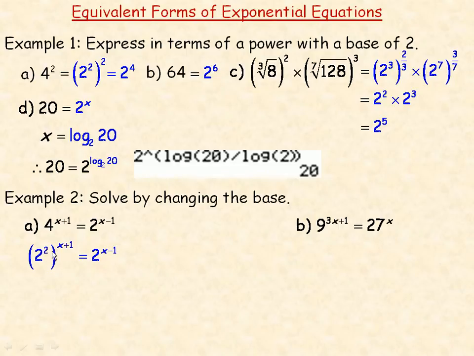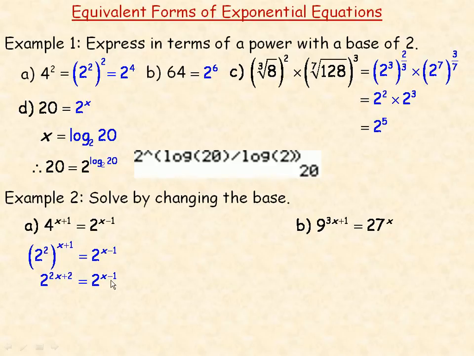Now remember, power of a power, you multiply the exponents. So I multiply this 2 by the x plus 1. So this would be 2 to the power of 2 times x plus 1, which is 2x plus 2. Remember, 2 times x is 2x, and 2 times the 1 is 2. Same thing on the right side. Now if these powers are equal, and the bases are the same, they're both 2's, the only way they can be equal is if this exponent, 2x plus 2, is equal to x minus 1.